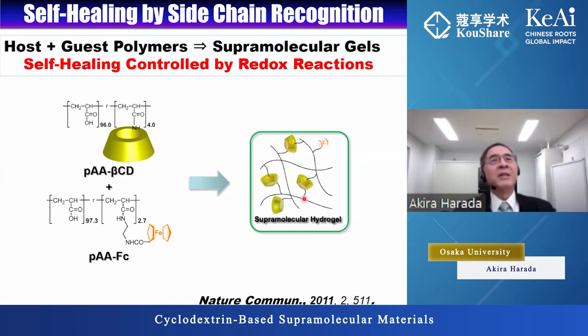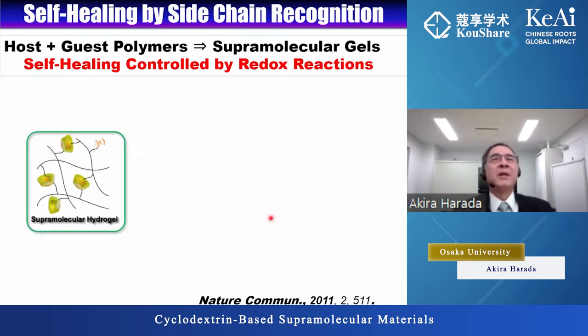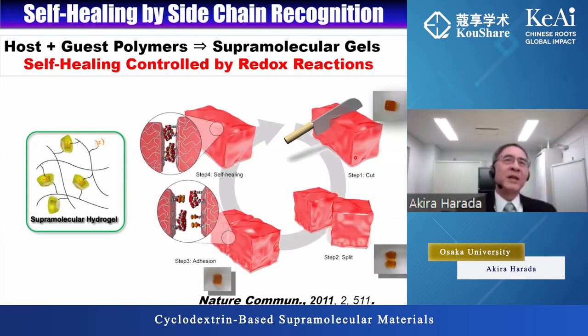This gel is quite interesting because when the gel was cut in half by a knife, and both gel pieces are brought in contact at the cut end right here, both gel pieces bind again to give a single gel. The next day, the cutting surface and the interface disappeared. We cannot see the interface.